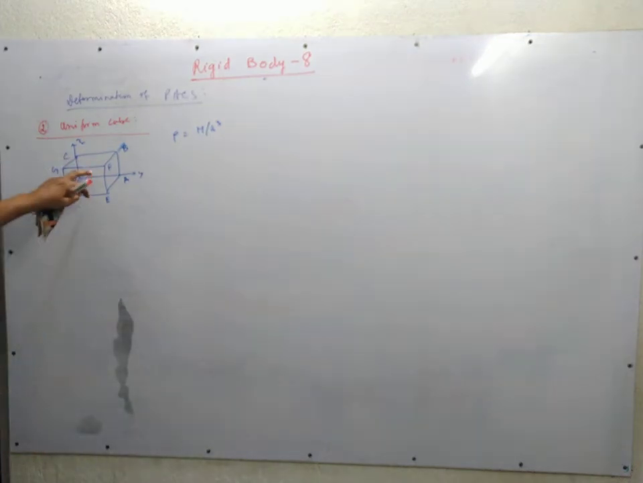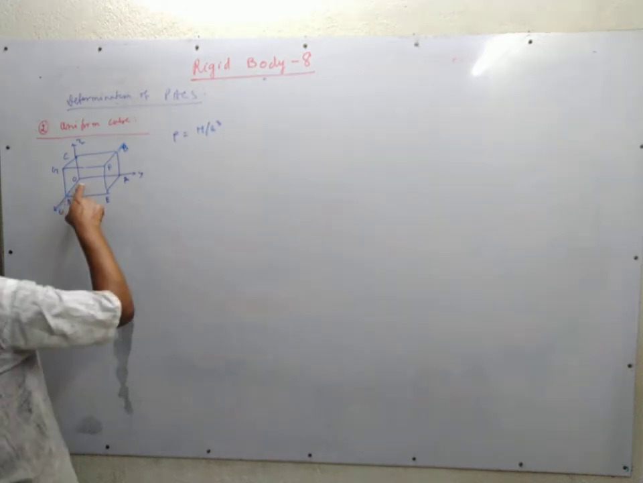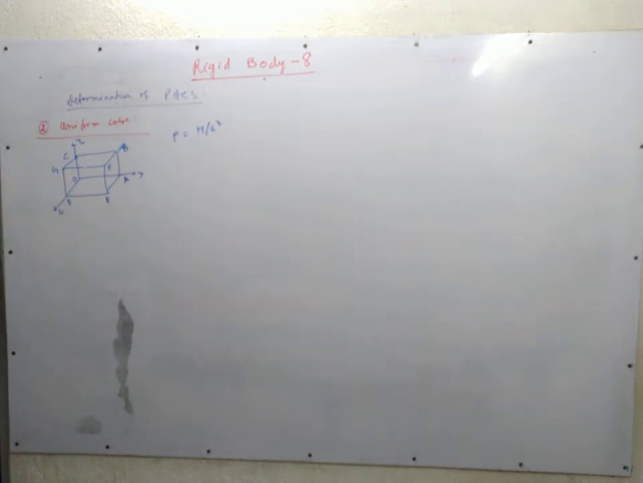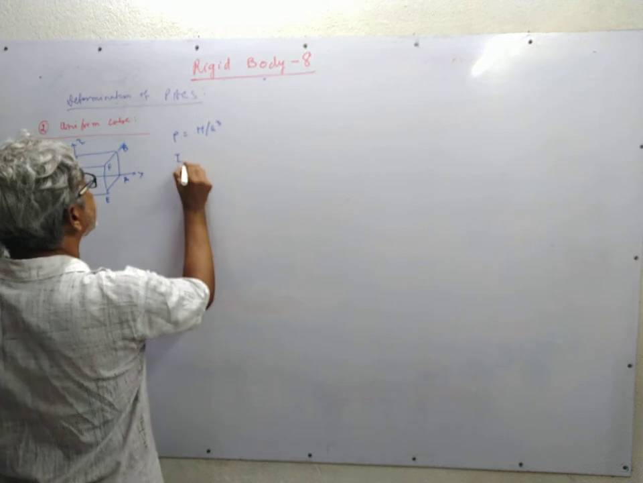If we could choose the coordinate system which is parallel to this coordinate system and centered at the CM, then it would give you a set of principal axes. But here we have deliberately chosen the origin at one of its corners, and we want to find out the value of the moment of inertia tensor and other things.